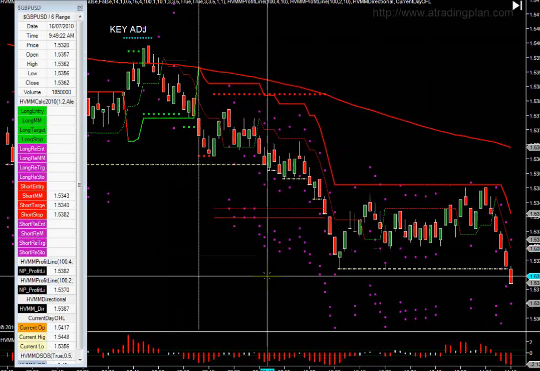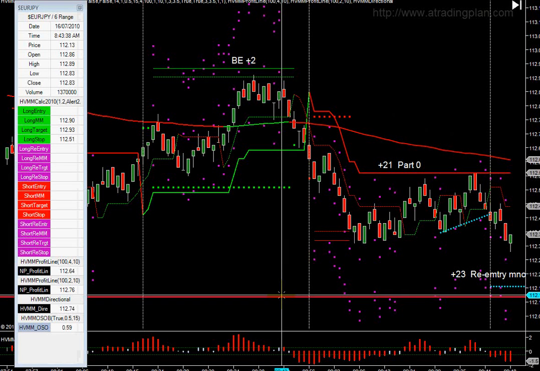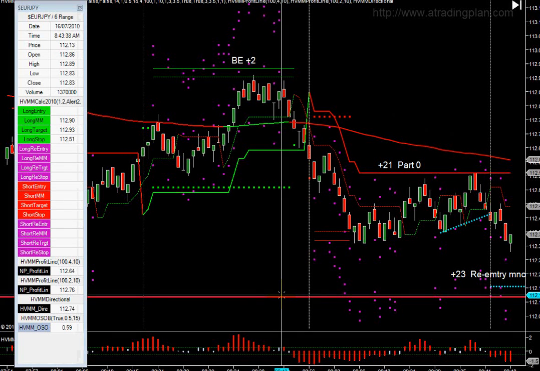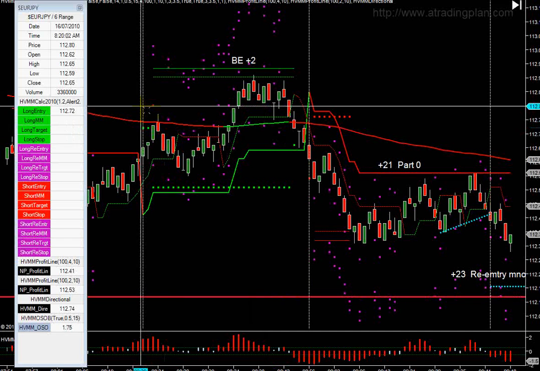Let's check out the Euro Yen. All right, here's the Euro Yen. This chart still has some of my lines on it. And like I said, when I first started in the session, I had both ways I could have taken trades. So when that happens, I don't really pay much attention to the directional. Some traders still do. It's just close up here.